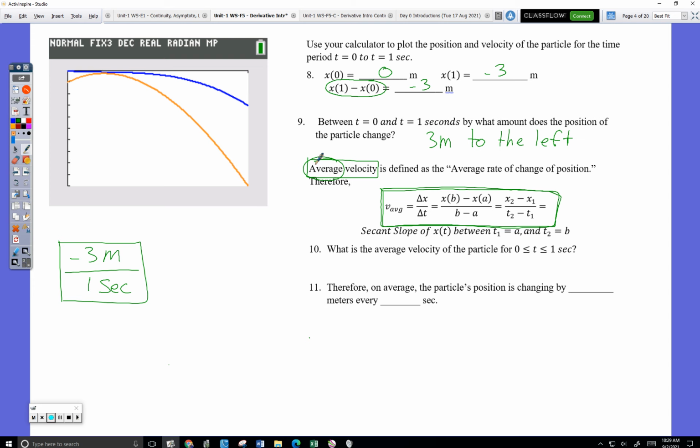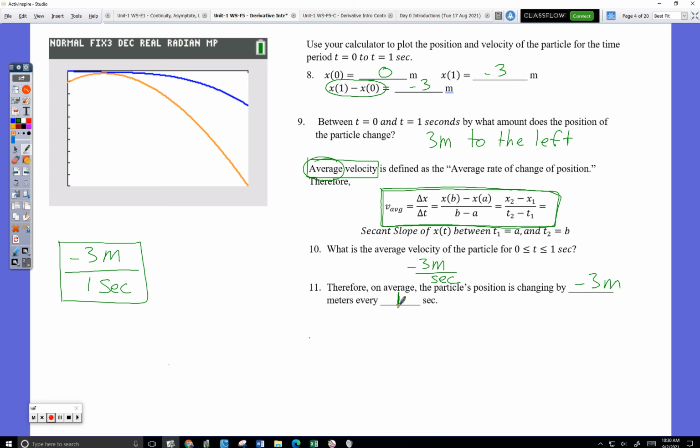What is the average velocity of the particle for that time period? We just figured that out. Negative 3 meters per second. That means on average, the particle wants to go 3 meters every second during that time period. Questions? That's all this is saying. Therefore, on average, the particle's position is changing by negative 3 meters every 1 second. I know it seems redundant. Just trying to build a really good study guide for the test.